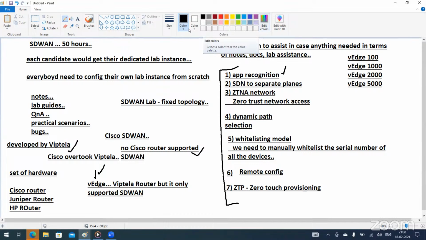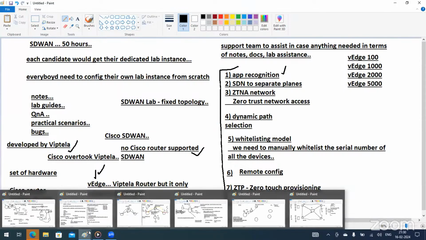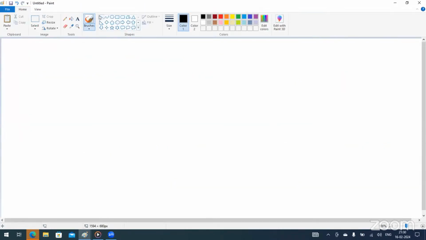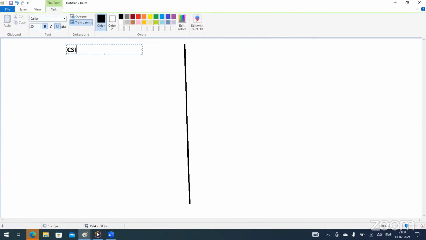Yes, Sumit? My question is how Meraki technology is different from Cisco Viptela or other SD-WAN technologies. Because actually I got an opportunity for Meraki, but currently I don't have experience in Meraki. Okay. So we have Cisco SD-WAN, then we have Meraki, right?